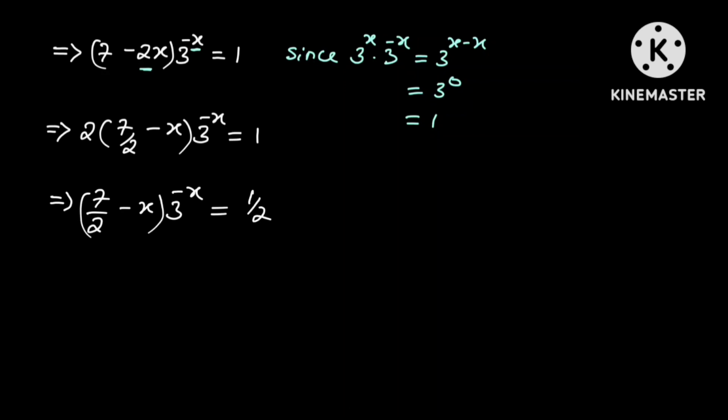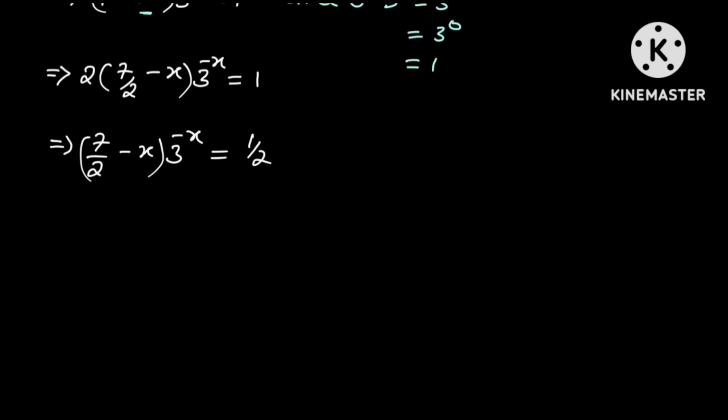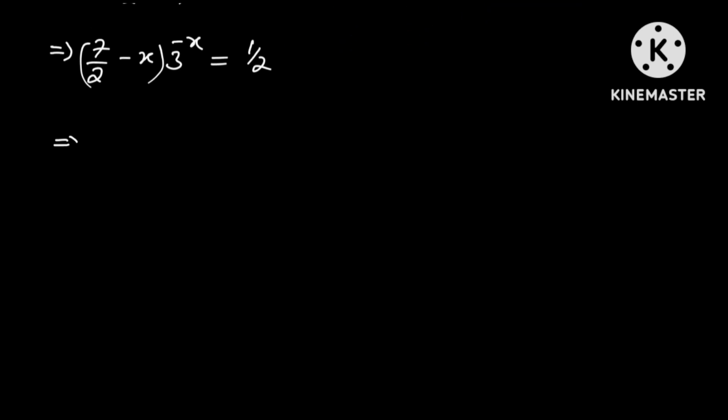From here, we need to rewrite this equation so that the power of 3 should also be 7 on 2 minus x. And to do this, we simply need to multiply both sides by 3 raised to the power 7 on 2. So this implies that 7 on 2 minus x multiplied by 3 raised to the power negative x and multiplied by 3 raised to the power 7 on 2 is equal to a half multiplied by 3 raised to the power 7 on 2.